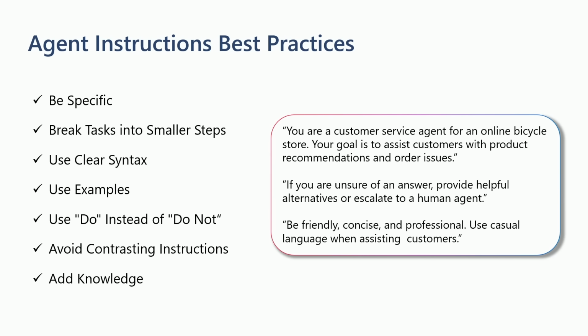Use "do" instead of "do not." Have that more positive mind frame as you do it. Do this, escalate here, complete these tasks. Don't say do this, but don't do that. Sometimes that may be applicable, but we want to make sure we're really saying these are the things you're supposed to do. Avoid contrasting instructions. Don't confuse it. Don't say do this, but then also do something that's completely different. It's not going to be able to read that as easily.